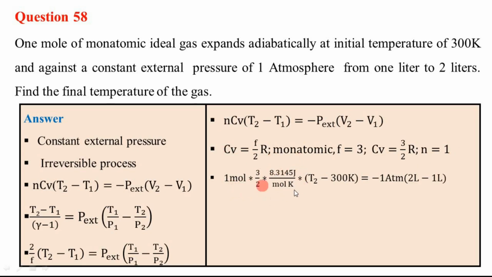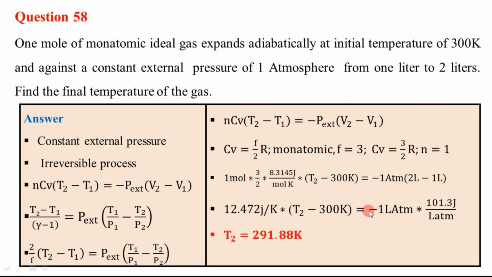The T2 minus T1 was given. Then we determine the T2. What is the value for the T2? Then you get 291.88 Kelvin. So here we are using the formula for irreversible process because we have against a constant external pressure.